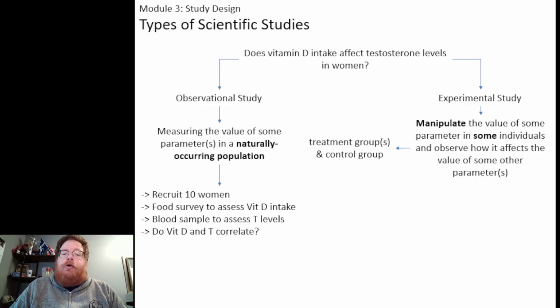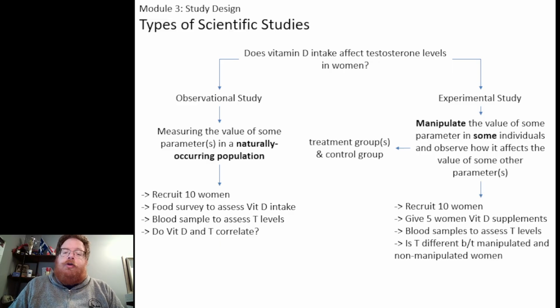And as it mentions here, you could have multiple treatment groups, but generally speaking, you'll have a single control group that you have not manipulated in any way. So let's think about this experimental study in the context of our particular research question about vitamin D and testosterone in women. So here's how we could do an experimental study. We could recruit 10 women. We could give 5 women vitamin D supplements. The other 5 women would not get those supplements. So now we've established our treatment and control groups.